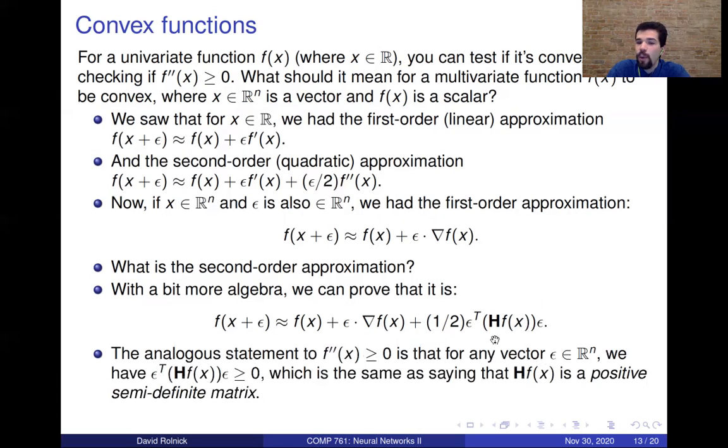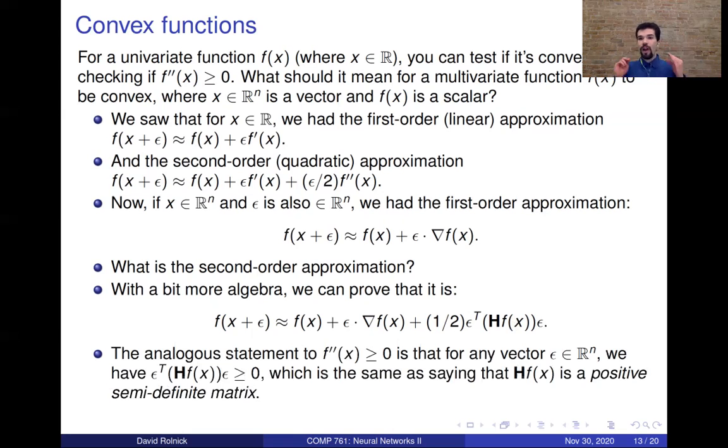So if this is always positive, then the function is convex. When is this thing positive always? For every epsilon? Well, it's non-negative for every epsilon exactly when this is a positive semi-definite matrix. The term positive definite matrix is just if you don't allow it to be equal to 0, if you just say it's strictly greater than 0. And that corresponds to what's called strict convexity.